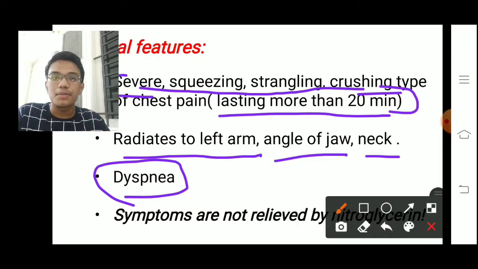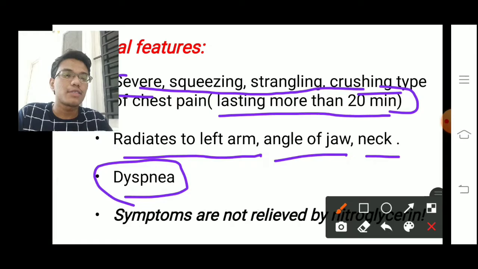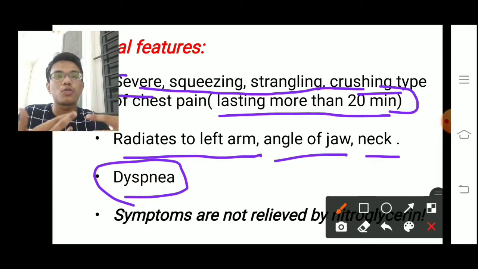The brain cannot say that something is occluding the coronary artery. It will just order the lung, "My heart is not getting enough blood, try to give it more oxygen." So what does the lung do? The lung has to obey the order of the brain, so it will undergo hyperventilation, which will lead the patient to a state of dyspnea, that is, difficulty in breathing.